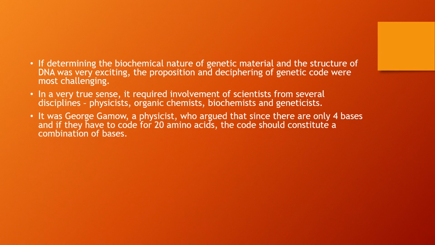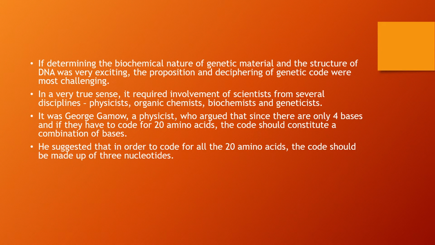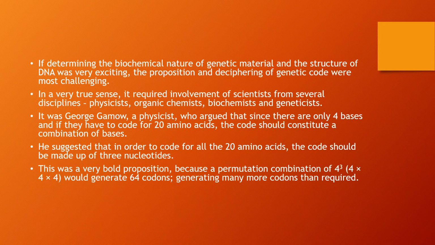It was George Gamow, a physicist, who argued that since there are only four bases and if they have to code for 20 amino acids, the code should constitute a combination of bases. He suggested that in order to code for all the 20 amino acids, the code should be made of three nucleotides. This was a very bold proposition because a permutation combination of 4 raised to 3 would generate 64 codons, generating many more codons than required.